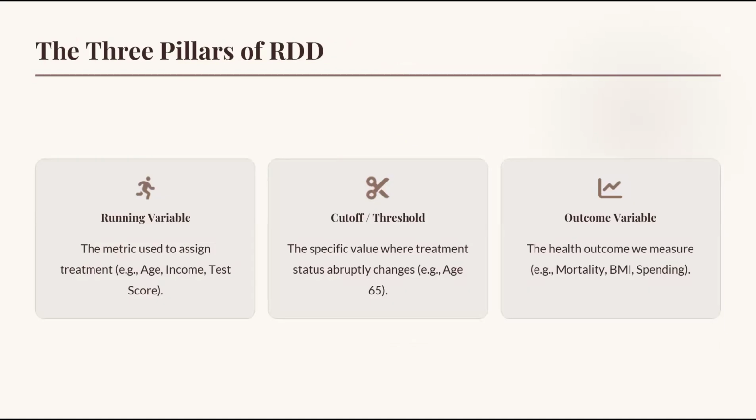Three pillars of RD. Running variable, the metric used for assignment, for example, age, income, test score. Then the cutoff threshold, the specific point where treatment changes, for example, age 65 for Medicare. Then the outcome variable, the healthcare results being measured, such as mortality rates or hospital spending, BMI. These are the three pillars of RDD.